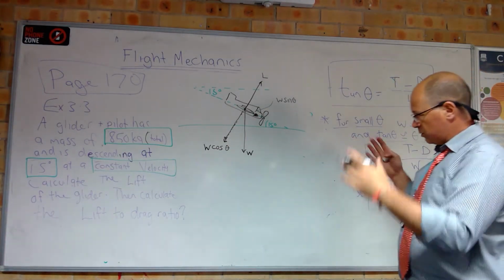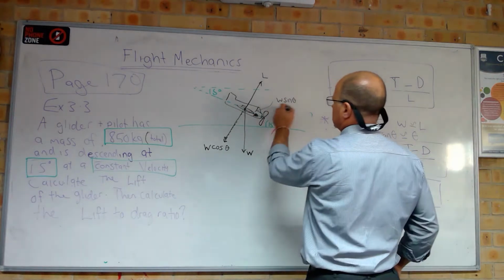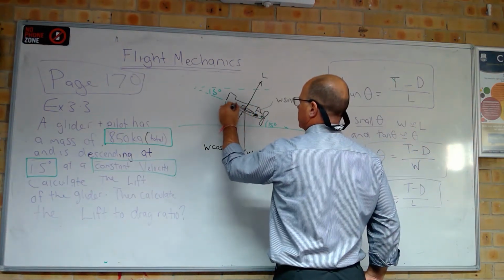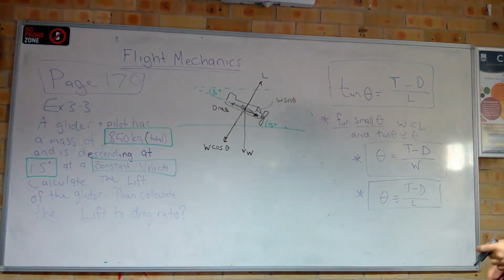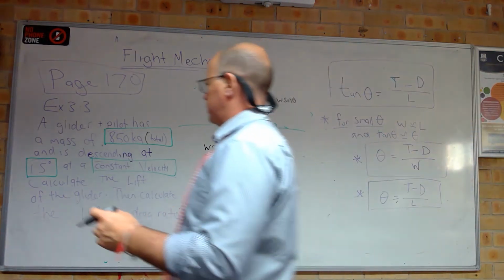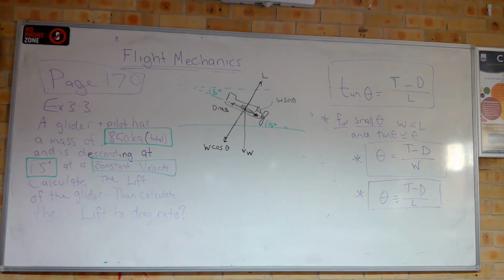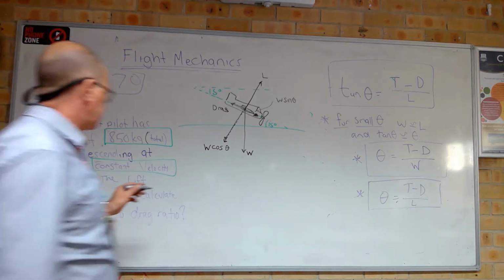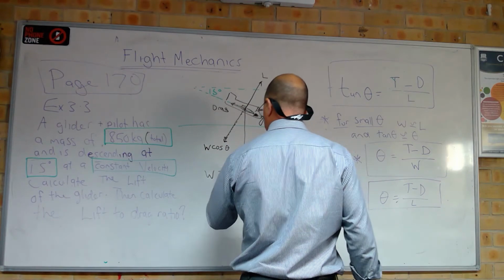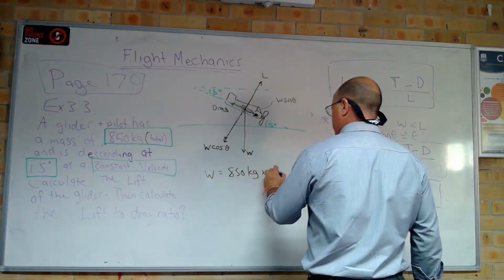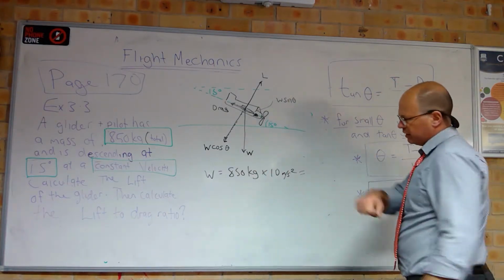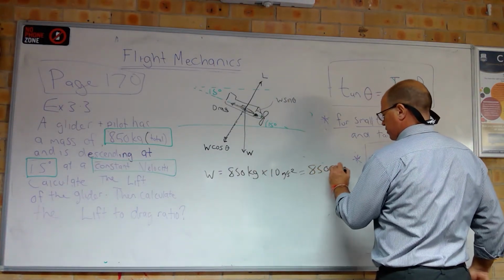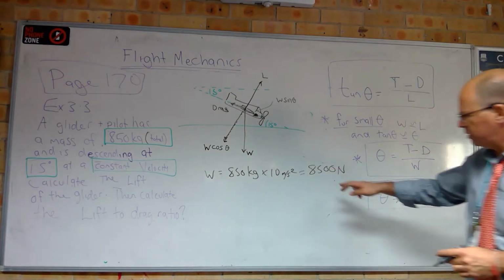And we know that the whole system is in equilibrium, so this force here, W sine theta, must be balanced by a force going in this direction, and we know what that force is, it's drag. Okay, so I'm not answering this question the same way as Copeland does, but I'll get to the same answer. Okay, so we can say to ourselves, we know our weight is equal to 850 kgs times 10 meters per second squared, because we use 10 meters per second squared for engineering, or we do for this course anyway.